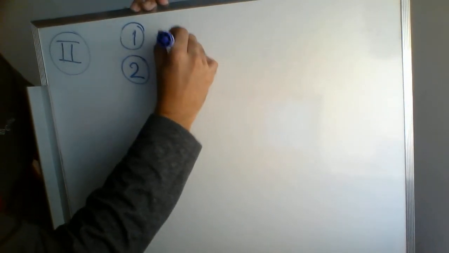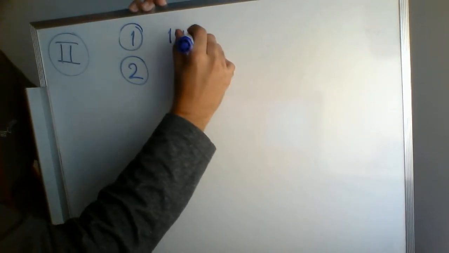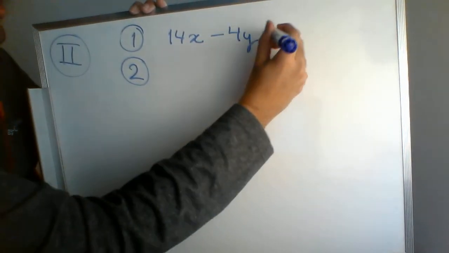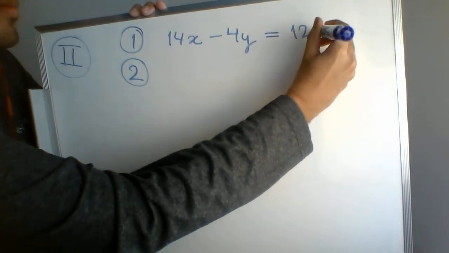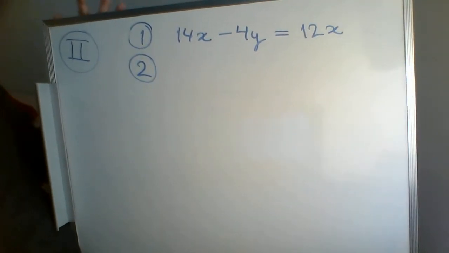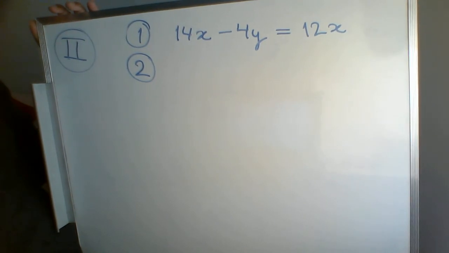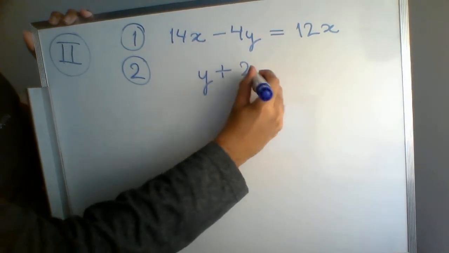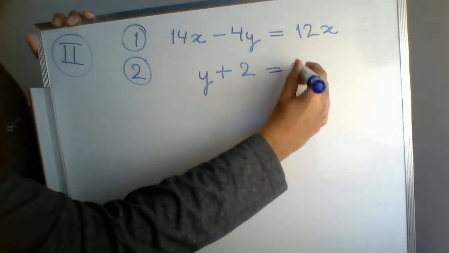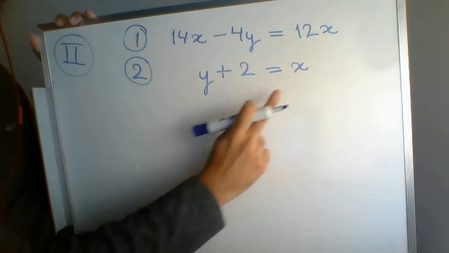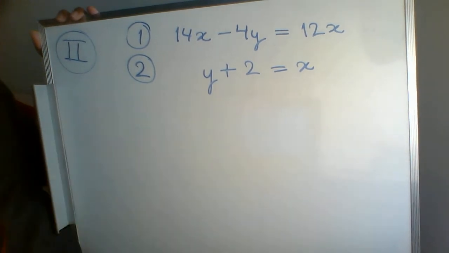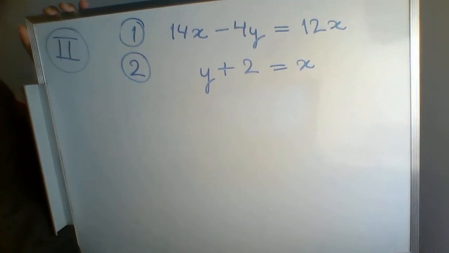So in this one, our first equation that you're given is 14x minus 4y is equal to 12x. Okay? And the second equation that you've been given is y plus 2 is equal to x. So basically what this is telling us is x is 2 larger than y, right? Y plus 2 means it's 2 larger than y. So x is some number that's 2 bigger than y.